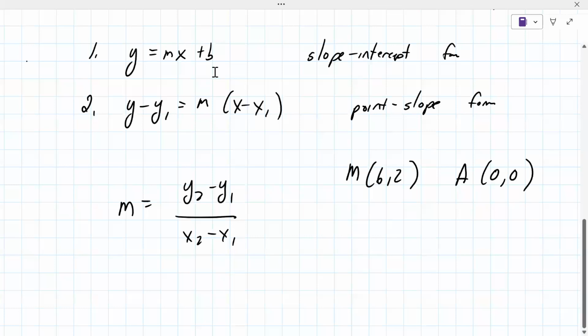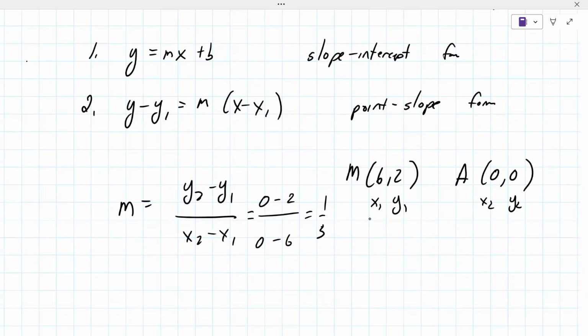Would it just be 6/2? It is not zero. So we've got x1, y1, x2, y2. Give that one more try, please. Would it be just then 2/6? Does that reduce? Yeah. Okay, what does that reduce to? 1/3.